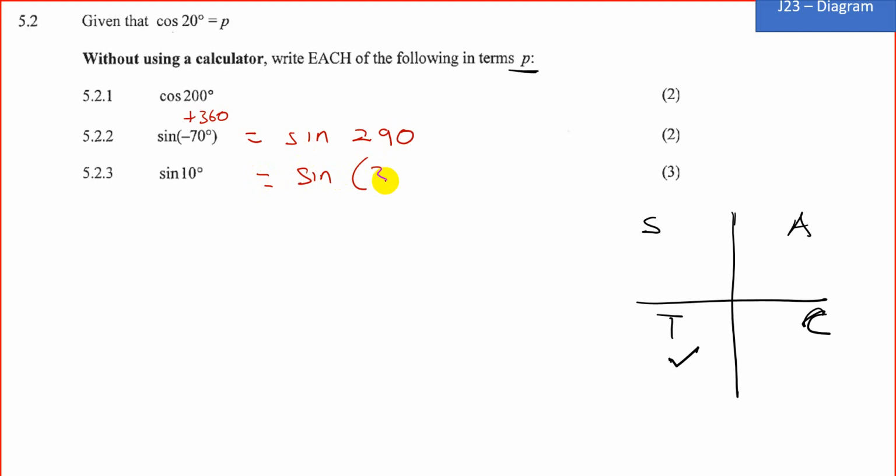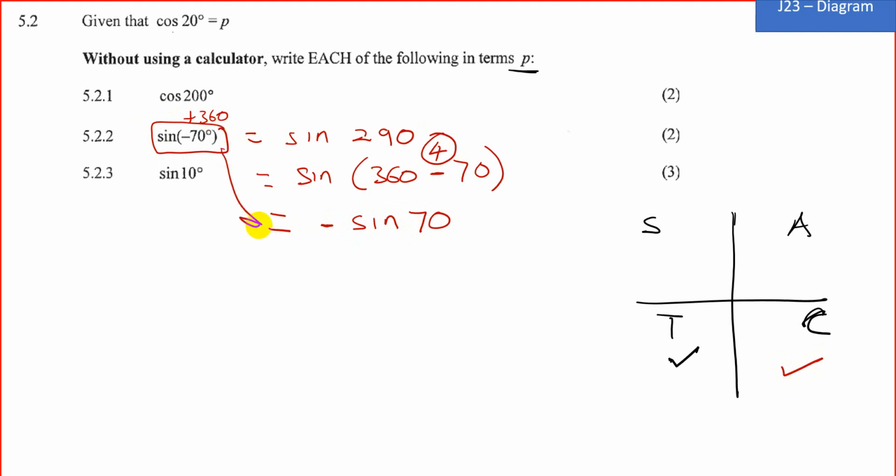360 minus 70. And 360 minus 70 is in the fourth quadrant, and in the fourth quadrant sine is negative, only cos is positive, and that gives me a minus sine 70. Well, we could have gone directly there. Understand that it's in the fourth quadrant, and in the fourth quadrant sine is negative.